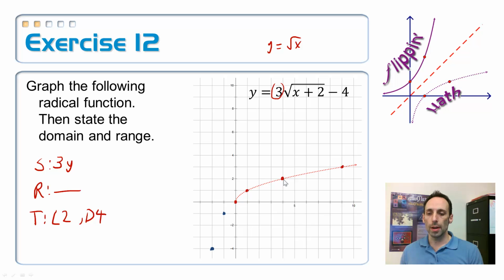The y coordinate is 2. Multiply it times 3. We're going to be at 6. Move it 1, 2, and down 1, 2, 3, 4. Right there. And then finally, the last one, the y coordinate is at 3. Multiply that times 3, and we're at 9.